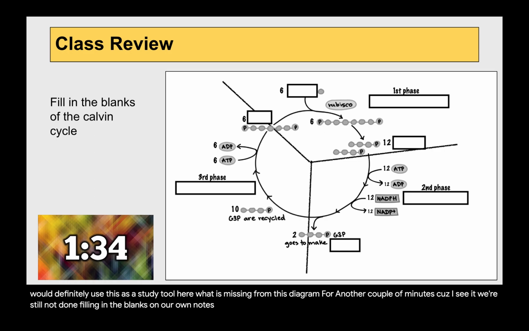Feeling okay about dark reactions, Calvin cycles? A lot better than I thought. Yes. I get the hard part out of the way first. Yeah. Yes. That's the process.